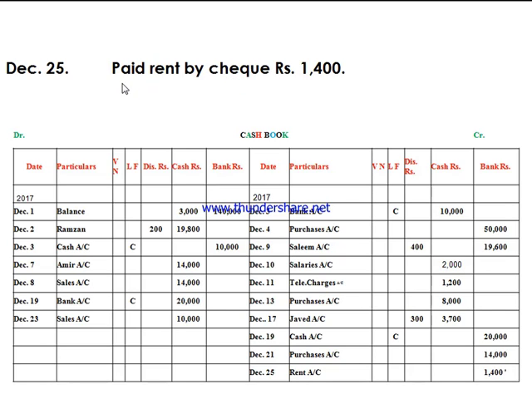On the other hand, if we see, one account involved is the bank account and the other account involved is the rent account. So one account is the bank account and the other account is the rent account. So we write the rent account.